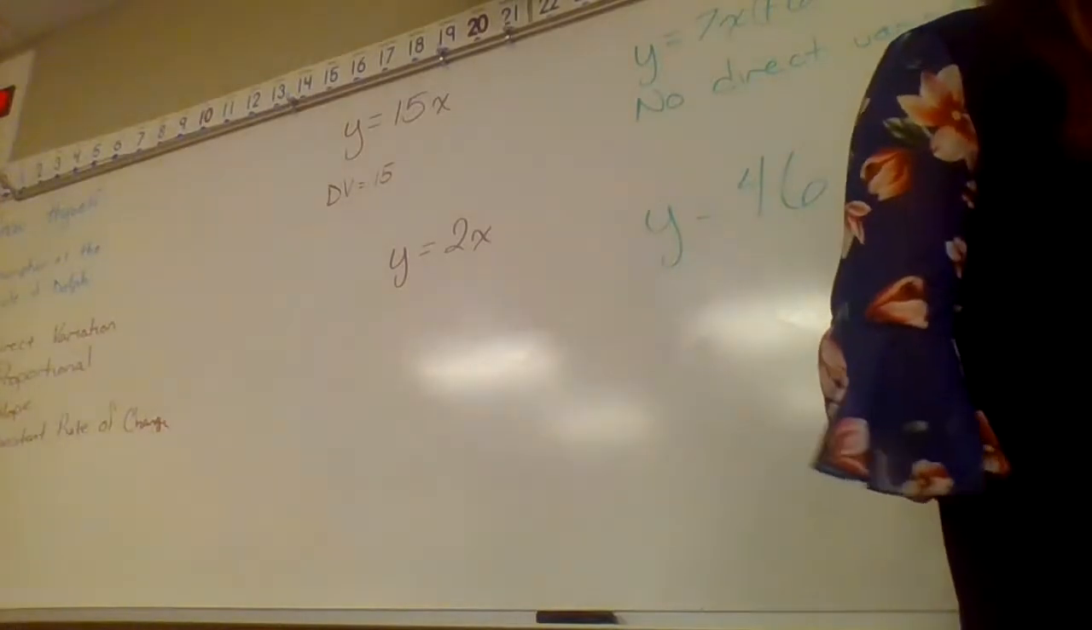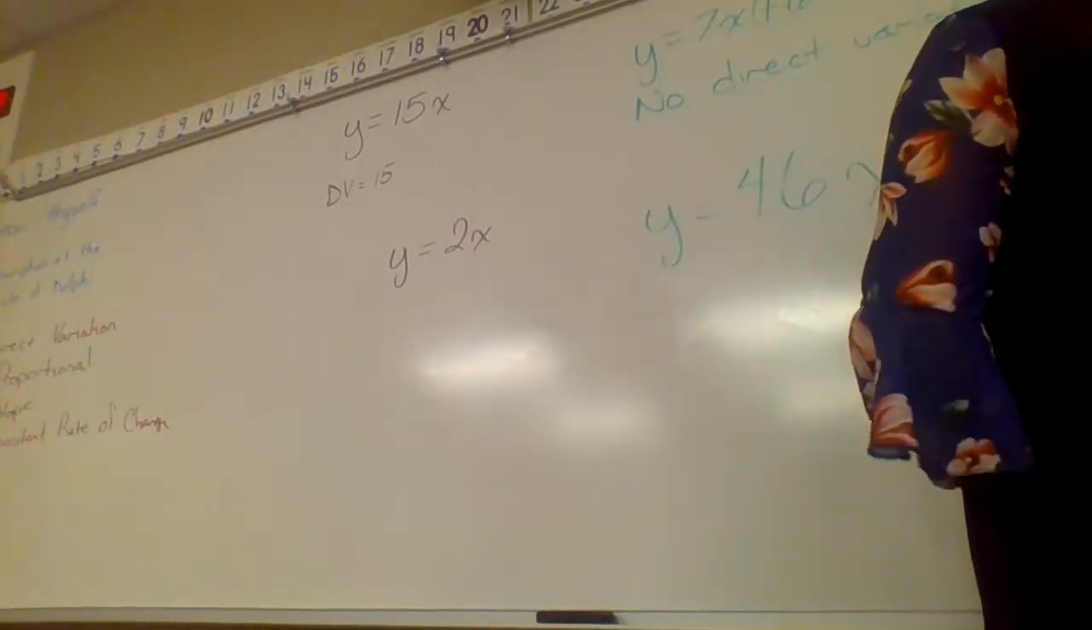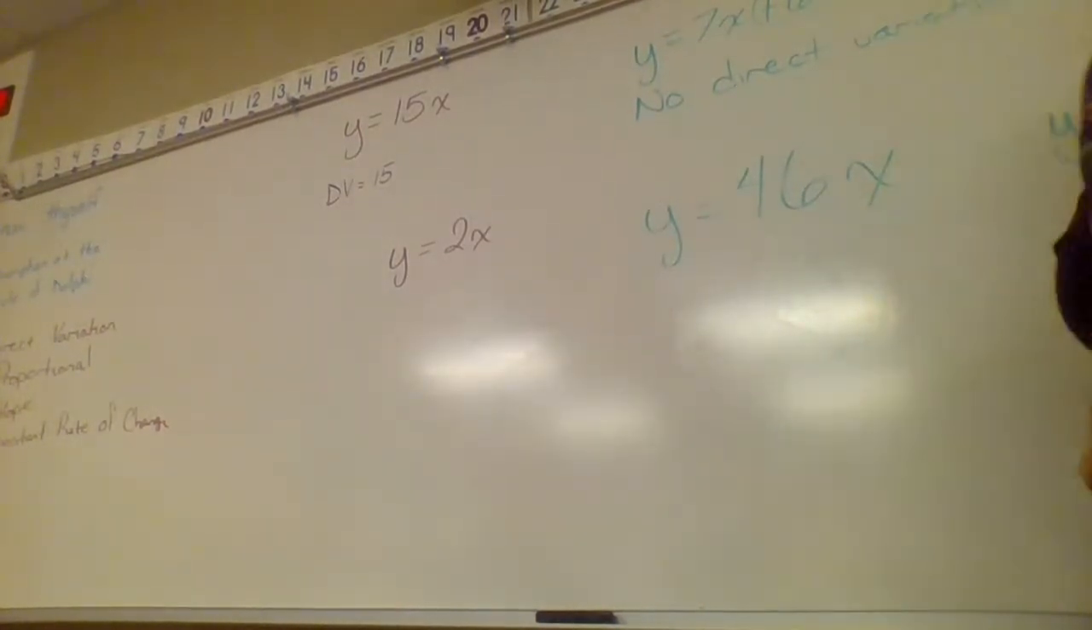X is hours. What does 46 mean in this problem then? 46 miles per hour. So on an equation, just pull out the number in the middle. That's it. Okay, does that clarify? Especially you girls that were here for that and got confused? Okay.